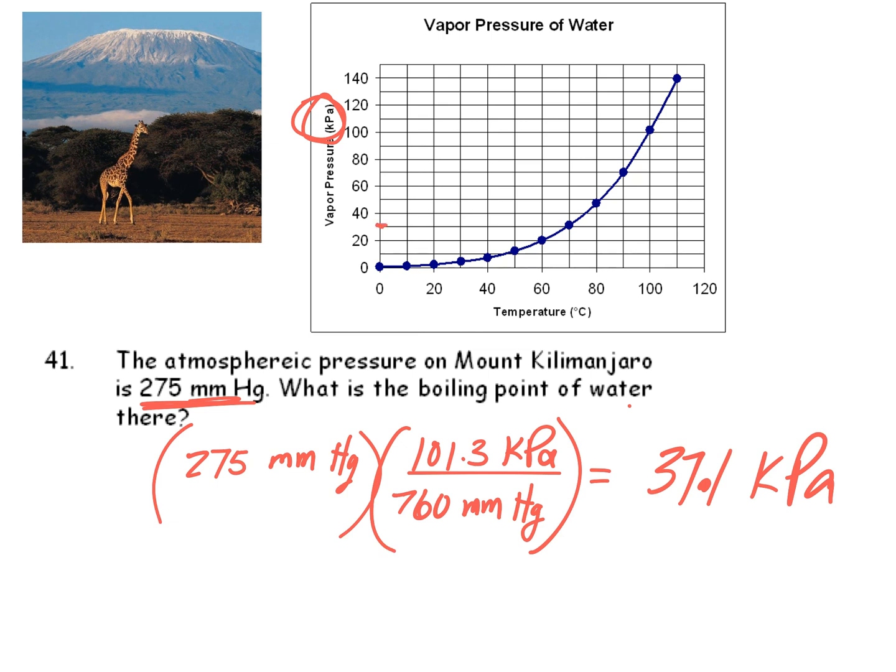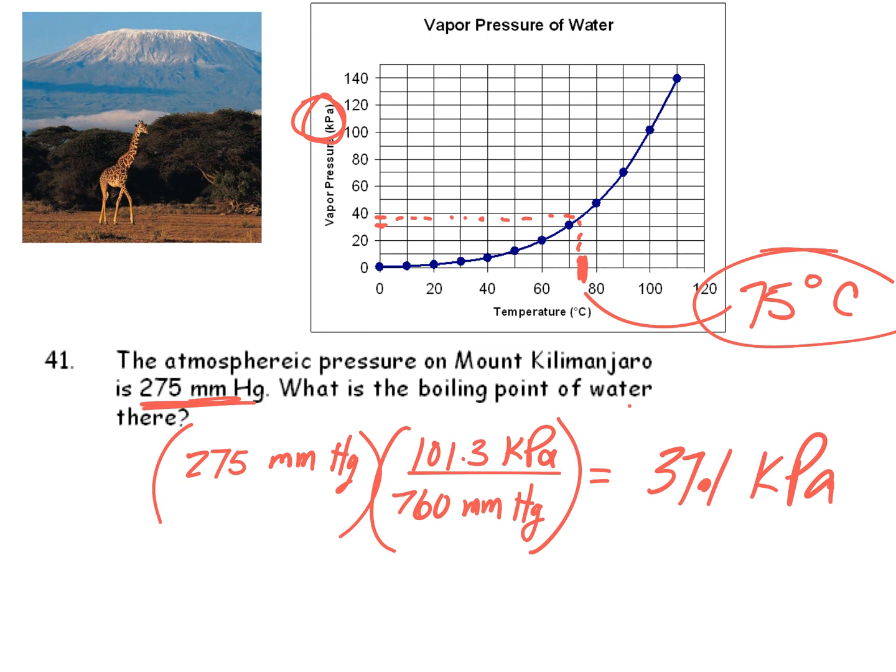Then I can look at the graph. 37.1, there's 30, 40, 37, so somewhere right around there. So what temperature does water boil at on the top of Mount Kilimanjaro? Because the pressure is so low, it looks to me like about 75 degrees Celsius. Much lower than the normal temperature of 100 degrees.